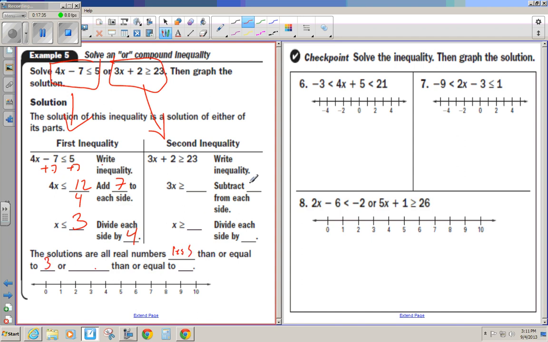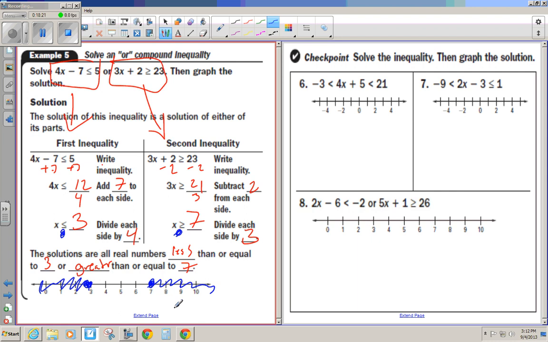Or subtract 2 from both sides. Divide by 3. Or greater than or equal to 7. So what kind of dots? Let's see here. Solid dot there. Solid dot there. Those are solid dots, and we're less than one of them and greater than the other. So that's an OR statement.